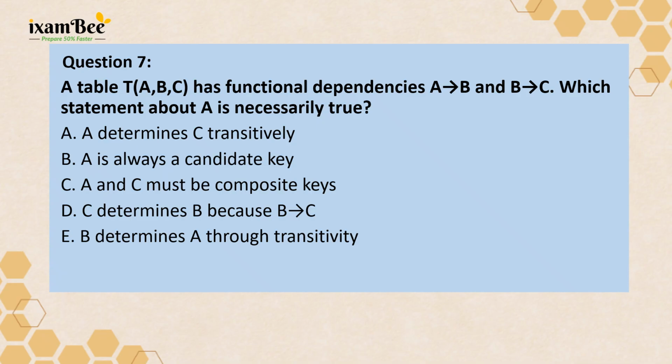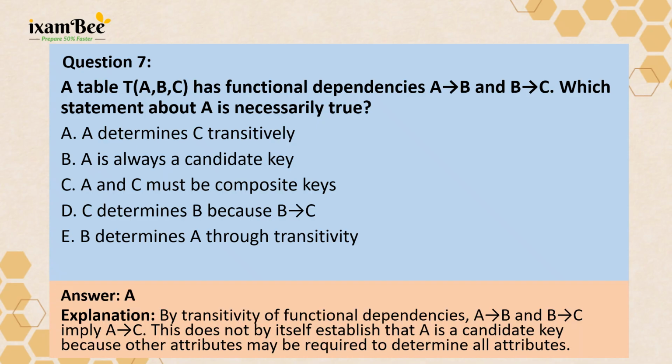Now here is a database question. A table T(ABC) has functional dependencies A to B and B to C. Which statement about A is necessarily true? The correct answer here is A: A determines C transitively. This is a direct application of the transitivity rule for functional dependencies.